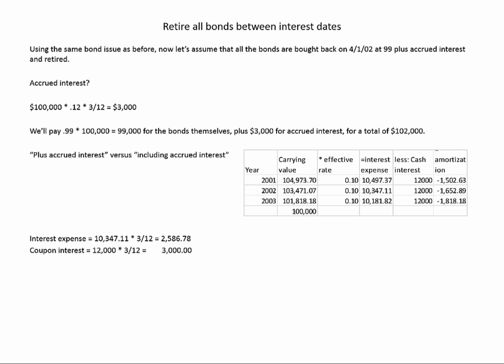Similarly, with the coupon interest, it's $12,000 annually. We want the coupon interest for 3/12 of the year, $3,000. Again, that's the same amount we computed up at the top of this slide. Finally, the amortization, same drill. We take the full year's amortization of $1,652.89 and say we want amortization for 3/12 of a year, or $413.22.